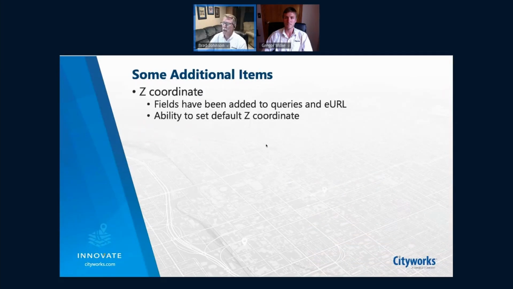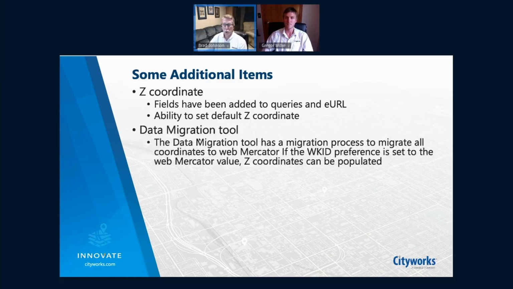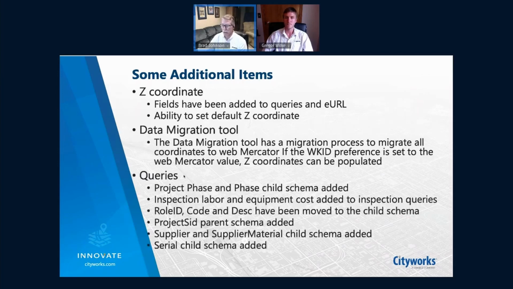A couple of the other ones I want to touch on, because these are very significant. Z coordinate have been added. So you can have that vertical layer now as part of your asset, and the ability to set the default Z coordinate. The migration tool has been enhanced to include the ability to, as you pull in that and you have the web Mercator set up, the well-known ID preferences will automatically bring in your Z coordinates and populate those. Queries have been updated. As we've gone to dashboards in Respond and Storeroom and other applications, being able to have additional queries added to those is significant, and we've added quite a few.